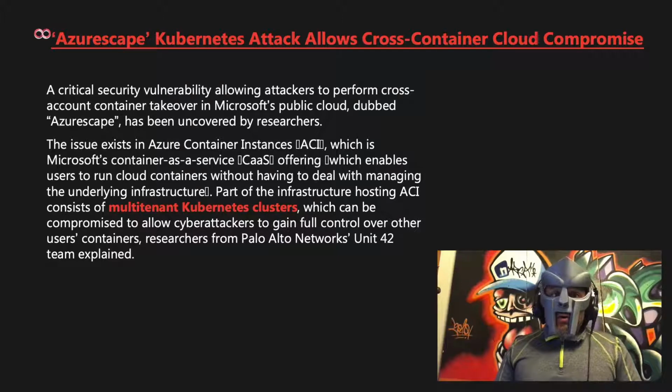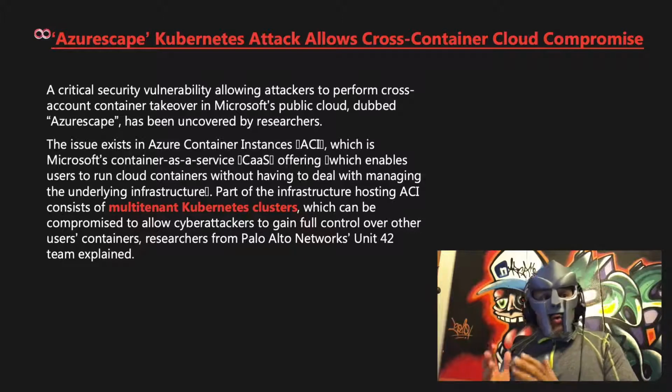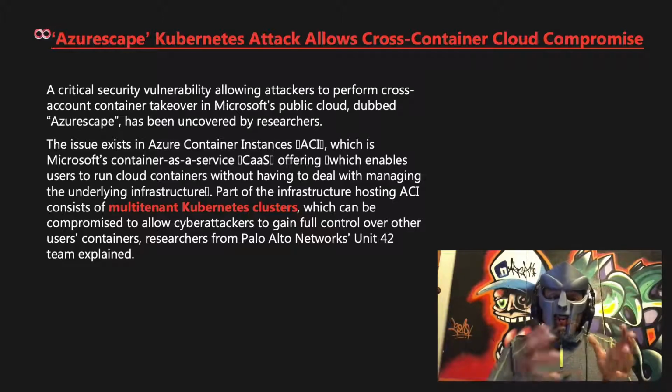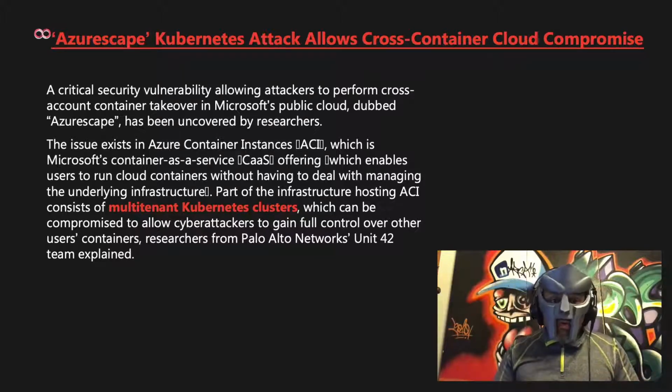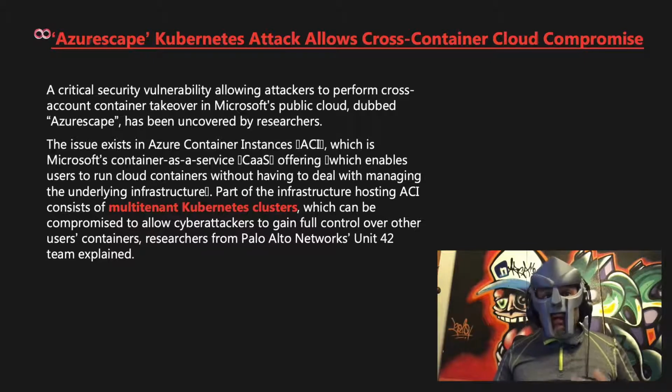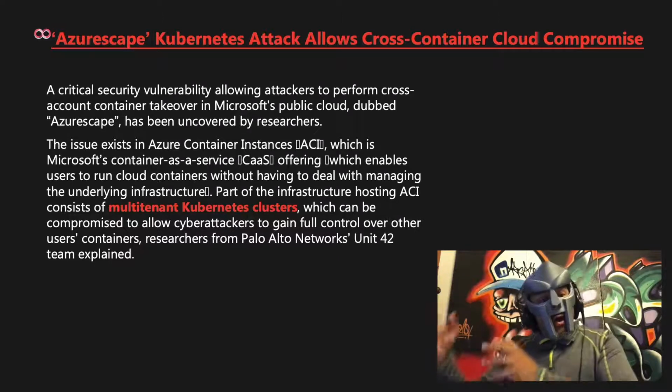Part of the infrastructure hosting ACI consists of multi-tenant Kubernetes clusters. Now, you can think of multi-tenant like a shared hoster. If you think back to when you were paying $8 a month for hosting, but it was on a shared server, you had multiple customers that had their stuff on there, and there were virtual or digital walls between each customer's stuff.